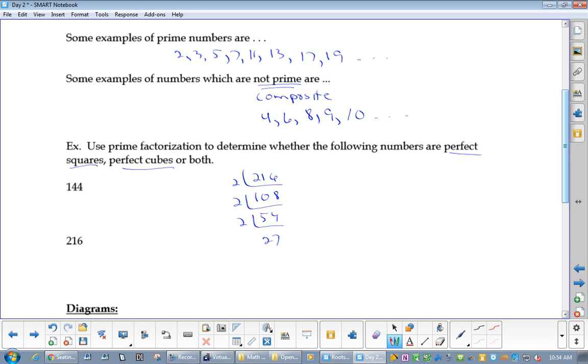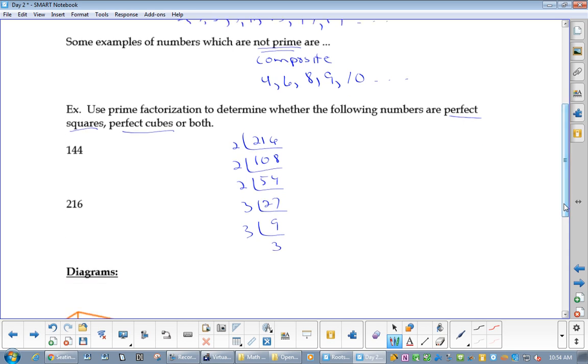That's 27. Okay? And then now I can divide by 3. I get 9, 3, I get 3, and then 3 again, I get 1. Okay, now, yep. That's when you finish.